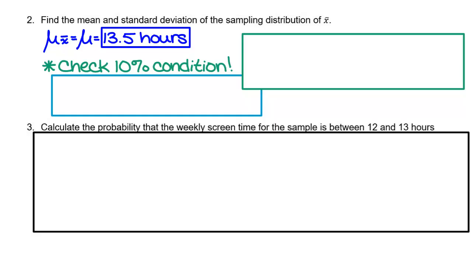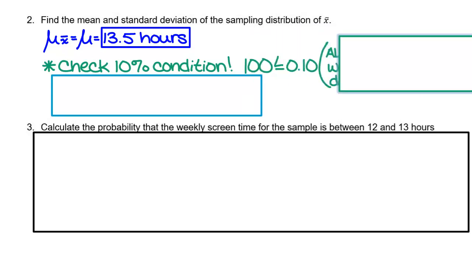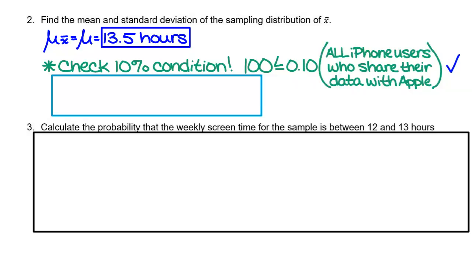What am I checking with this 10% condition? 100 is less than or equal to 10% or 0.10 of all iPhone users, specifically all iPhone users who share their data with Apple. Because there might be iPhone users that aren't being taken into account here. They don't share their data with Apple, and so we don't have access to that information. If you just wrote down all iPhone users, that would be fine. I would accept that. Please make sure you're including all, though.